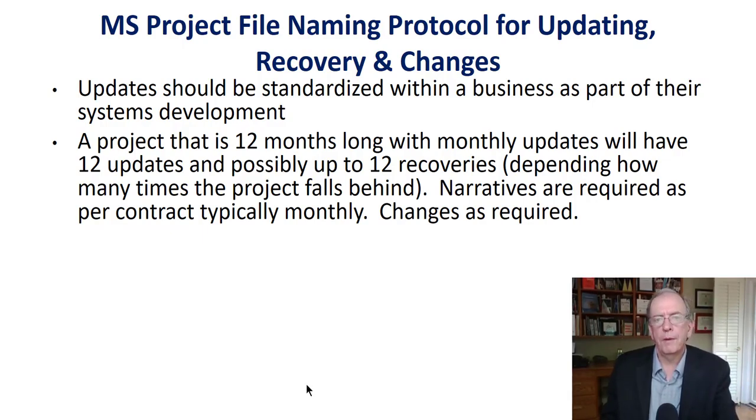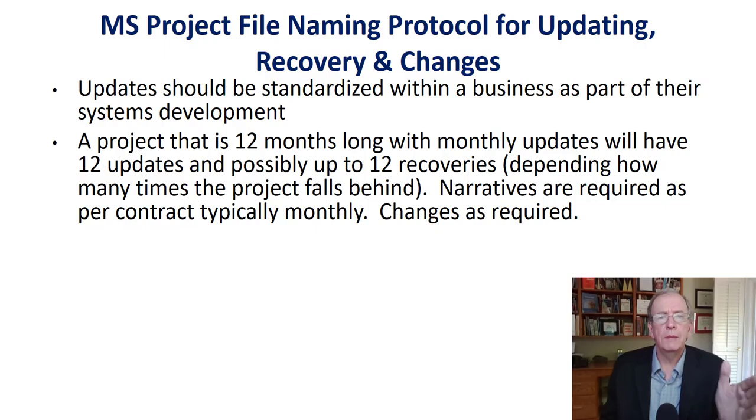So for example, a project that's 12 months long would have 12 updates. It would have a starting baseline file, which would be your Microsoft Project file, and then it would have 12 updates, one for each month if you did monthly updates. If you did bi-monthly updates, it'd have 24 updates. So it should follow that process.